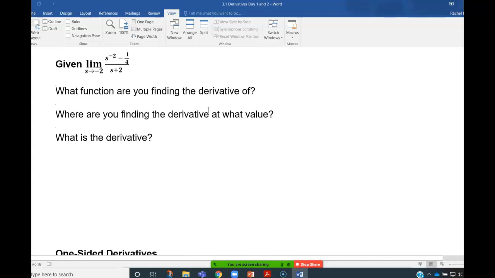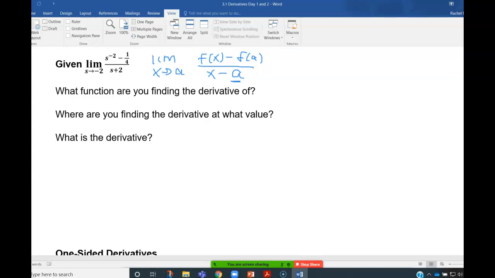Number 2, what function are you finding the derivative of? Where are you finding it at? And what is the derivative? So you have the limit as s approaches -2. So again, this is an alternate form of the derivative. So you're comparing this to the limit as x approaches a of f of x minus f of a all over x minus a.